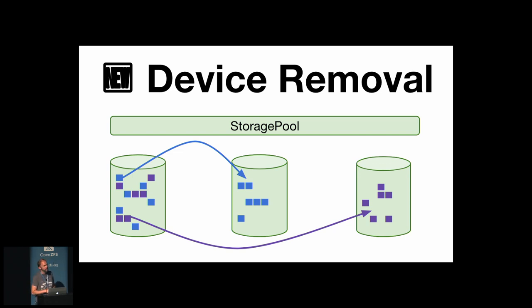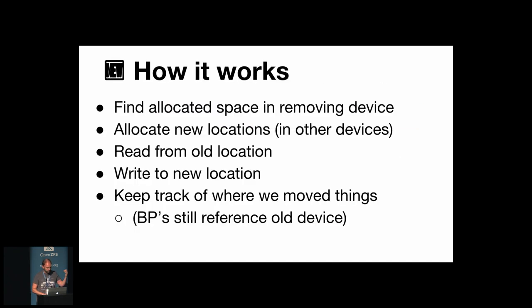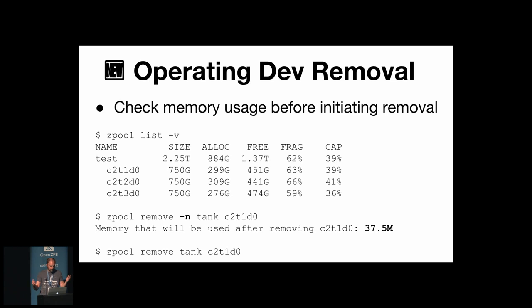So all that we need to do is find all the allocated space in the storage pool, which is represented by these blue and purple squares, and then allocate new space for that in the remaining devices. In this case, I want to remove the device on the left here. So I'm going to allocate new places for the allocated space on this device, and then I need to read it from the old locations and write it to the new locations, and then keep track of all the changes that I made, so that I can find the data when I go to read it from a new place. Yep, that's what I said. So that's it.